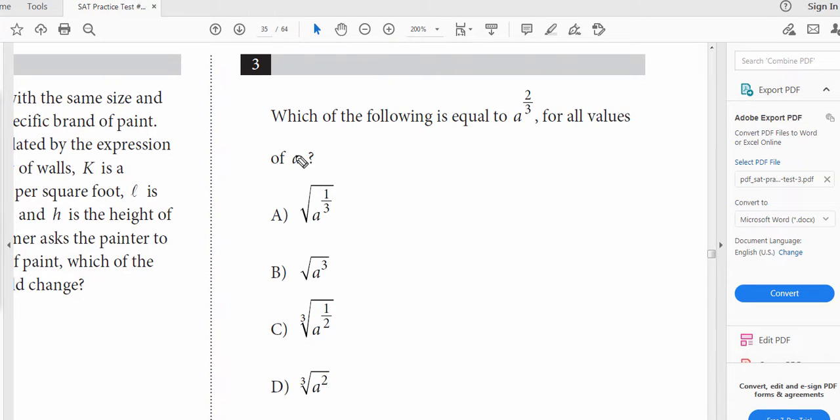Alright, so now let's see this question. It says which of the following is equal to a to the power of 2 by 3 for all values of a. So let's write down this expression separately. So I can write a to the power of 2 by 3 as a square times a to the power of 1 by 3. Okay, so this a to the power of 1 by 3 means taking the cube root. So my correct option would be like this.